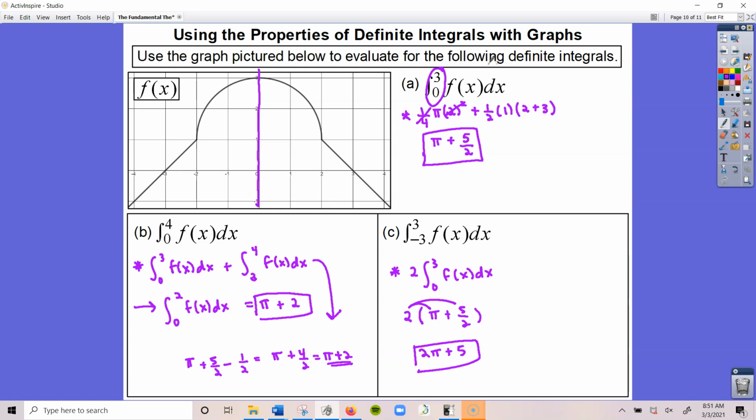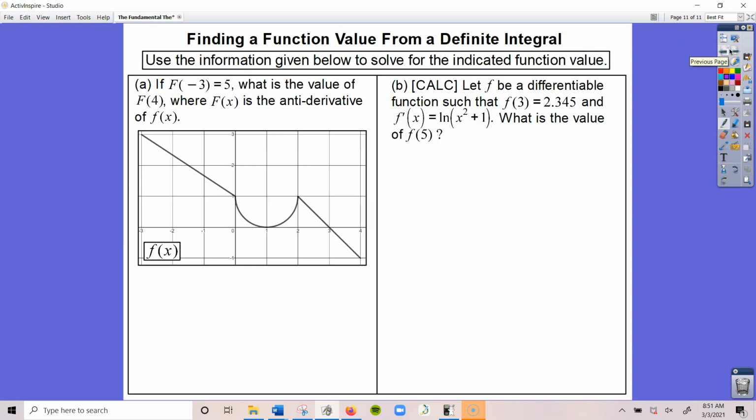Now we're going to do one more thing here. We're going to find the function value from a definite integral. So here we are told, if F of -3 is equal to 5, what is the value of F of 4? Where F of x is the antiderivative of f of x. So notice the capital F, that is the antiderivative, so the integral, and little f of x, that is the original function, which is what we have here.